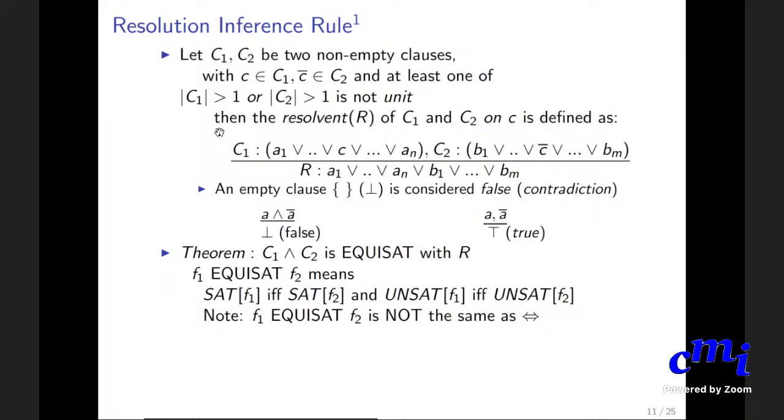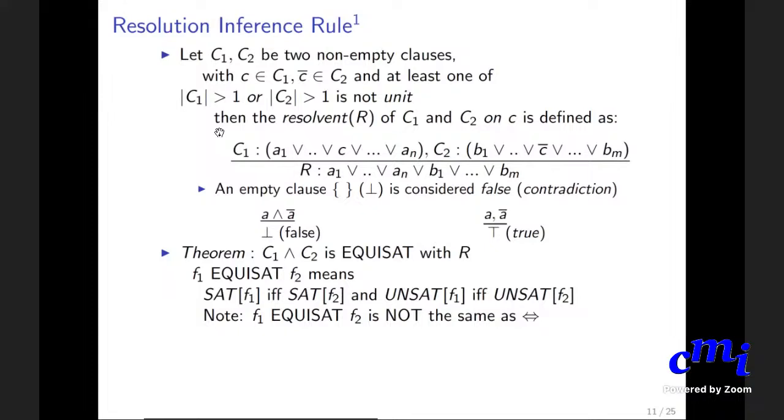This is not equivalent. So the resolvent is equisat with this. If it is satisfiable, then you can add the resolvent to your original set of formulas. Every resolvent can be added to the original set of formulas. Why? Because whenever this is satisfied, so is that, and vice versa. Therefore, adding that to the original clauses does not change the satisfiability status of the original formula.